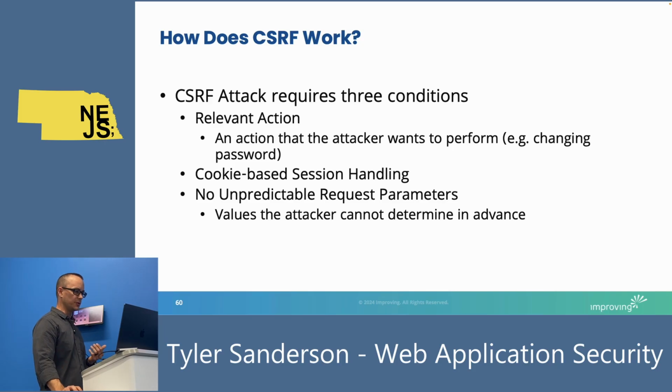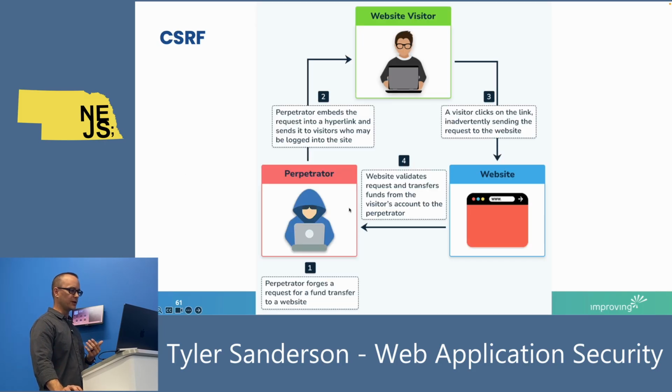So here's a simple diagram. If an attacker forges a request for a fund transfer, and then they are able to embed that into a link, say it's a GET request, and then they get you to click on that. You click that link, it opens in your browser. Your browser has those cookies because you're authenticated, you're already logged in, and it sends those along with that request, and then it sends your money to the attacker's website, for example.